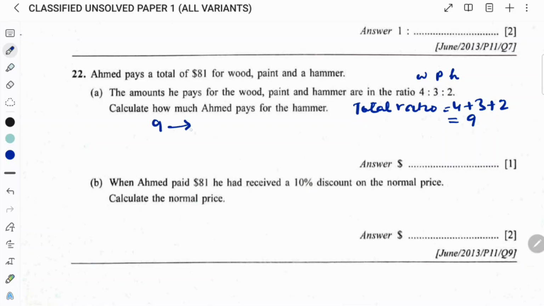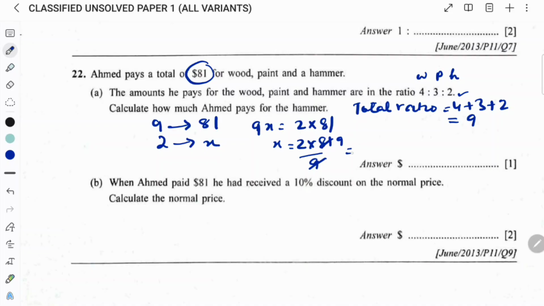So 9 ratio is representing $81 here, it's given. They're asking for the hammer, and for the hammer it is 2. So 2 ratio is representing how much? 9 times 9 is 81 and 2 times 9 is 18. So 9x is equal to 2 into 81, x is equal to 2 into 81 divided by 9. 2 times 9 is 18. So 18 is the answer for this question.